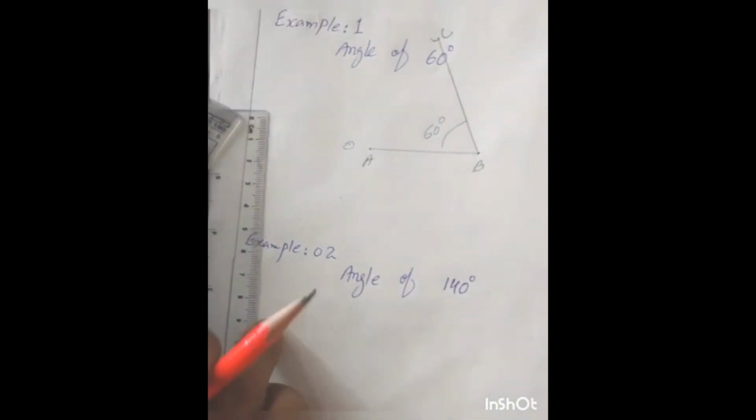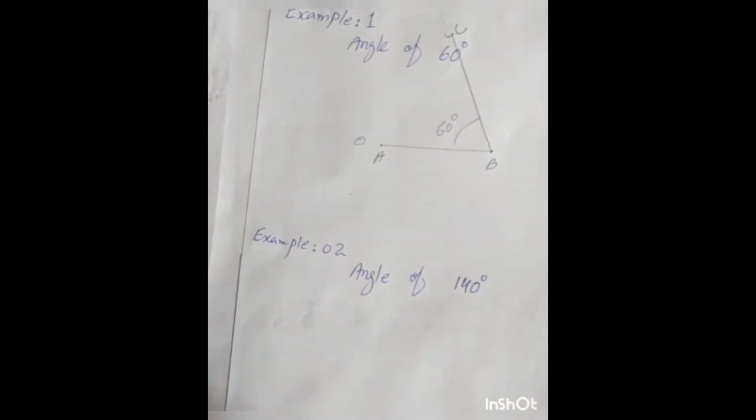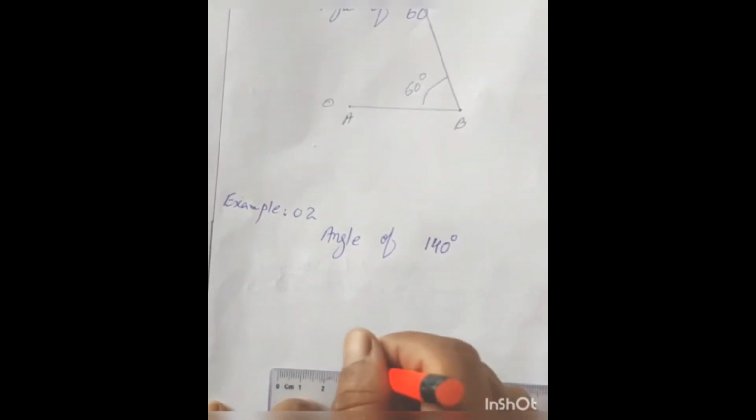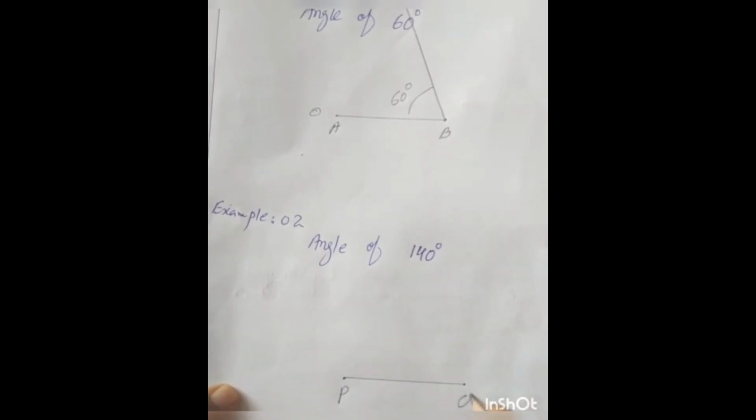Now the second angle is of 140 degrees. Same method we follow. Firstly we will draw our baseline like this. Point out the ends. We can write here P, Q. It's up to you, you can use any letter.